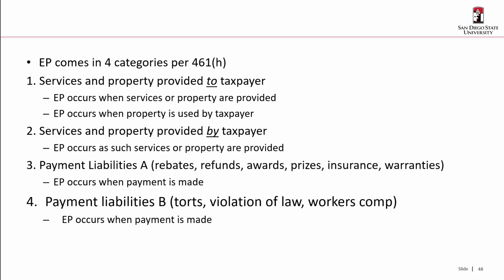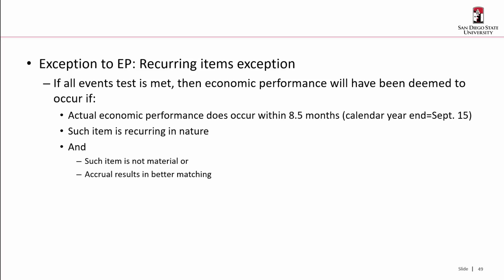Thing is, there are exceptions to the economic performance rules. One of them is something called the recurring items exception. So if the all events test is met, then economic performance will be deemed to occur if actual economic performance does occur within 8.5 months. So for example, for a calendar year end, that would be by September 15th. Such an item is recurring in nature and it's not particularly material, and the accrual results in better matching.